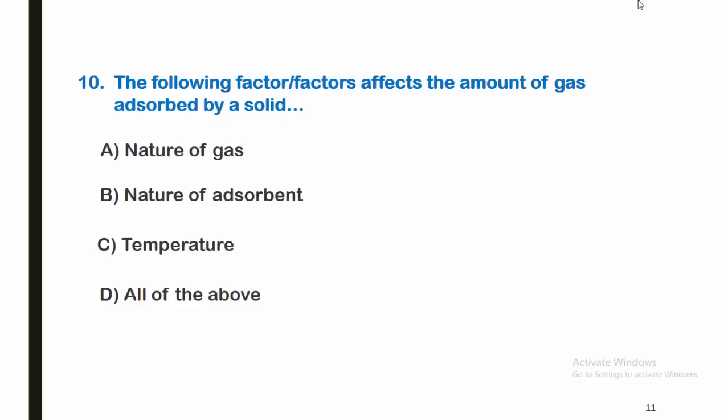The right answer is option D, all of the above, because the amount of gas adsorbed on the solid can be affected by the nature of the gas, the nature of the adsorbent also, and the temperature, which directly affects the adsorption process. Therefore, option D, all of the above factors can affect the amount of gas adsorbed by a solid.